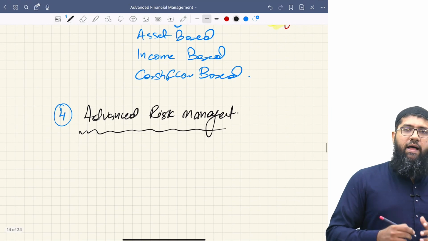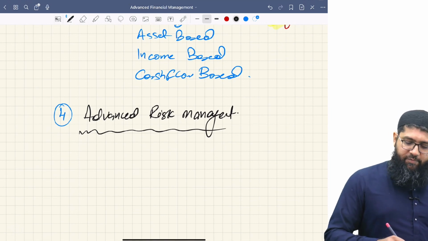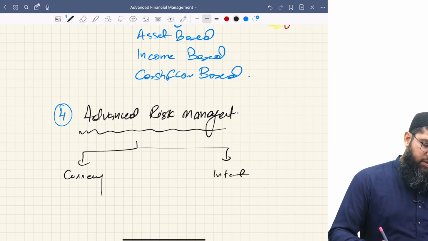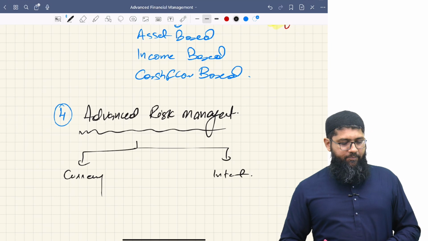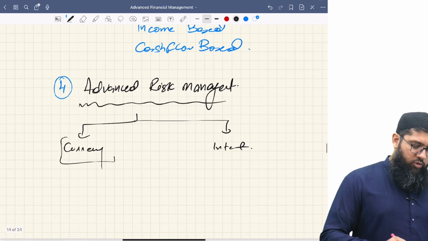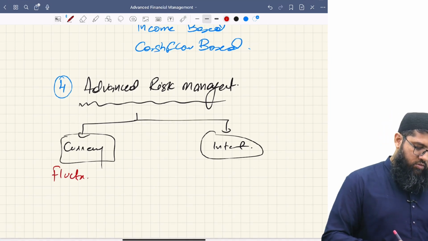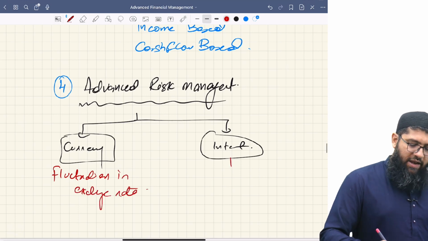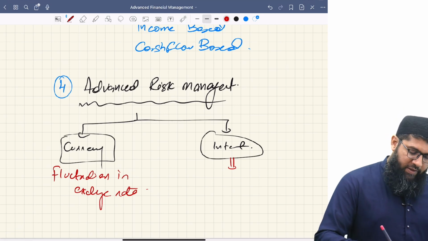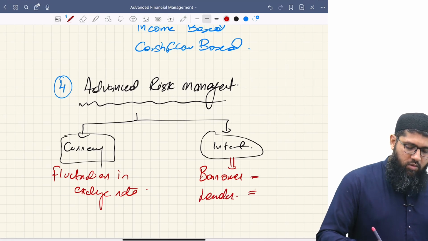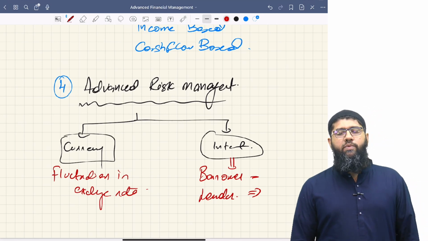Basically, with respect to this advanced risk management technique, there are two aspects. What are those two aspects? Those two aspects are currency risk management and interest rate risk management. So what actually happens is that with respect to currency, you have got the exposure to the fluctuation in exchange rates, right? And with respect to interest rate risk management, you could be a borrower, you could be a lender.